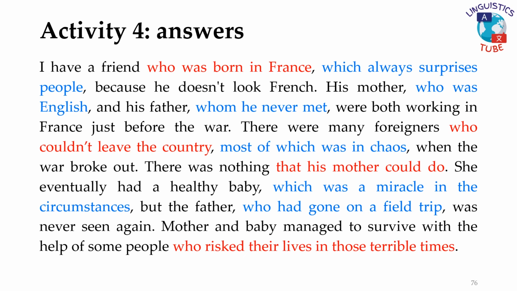The next clause is restrictive because we are talking specifically about the foreigners who couldn't leave. The next clause is non-restrictive because it is again extra detail. It is not necessary to understand the noun phrase, the country. The next one, that his mother could do, is restrictive because it is essential information.